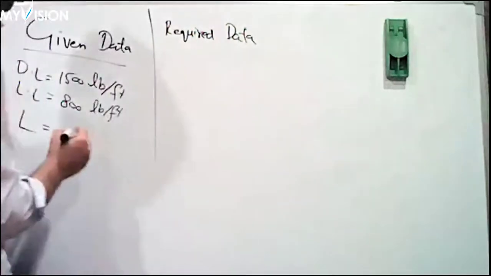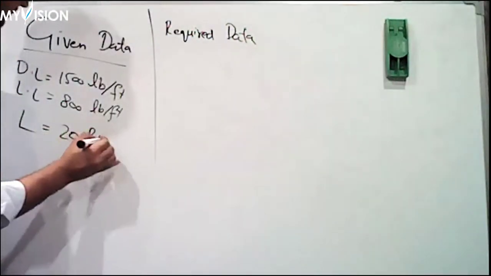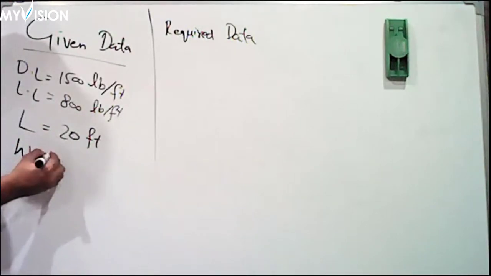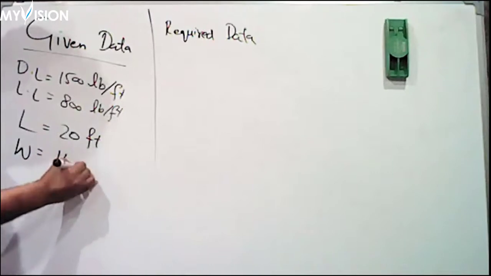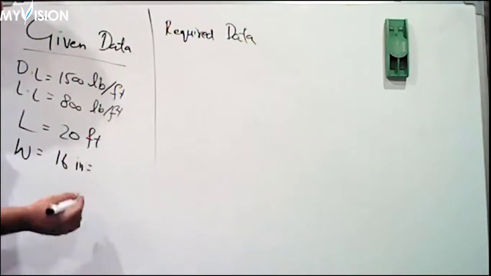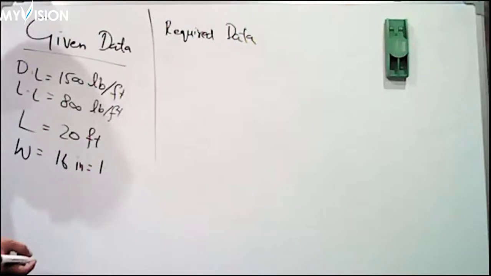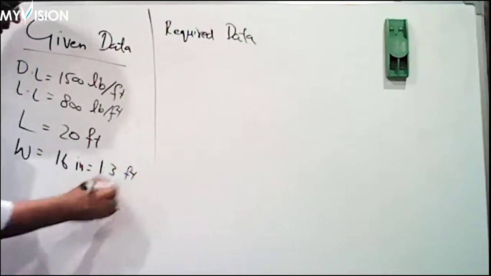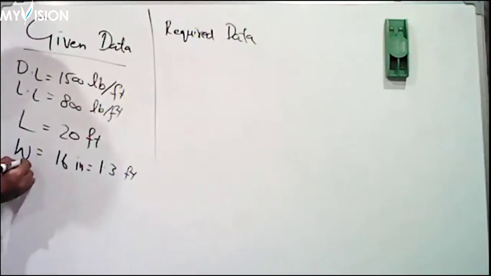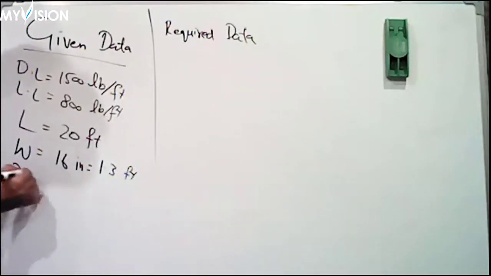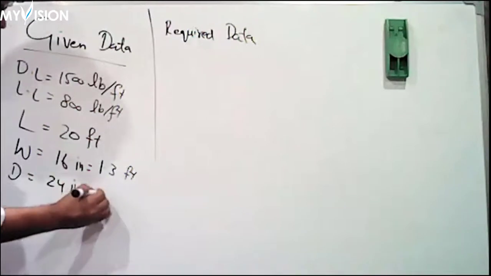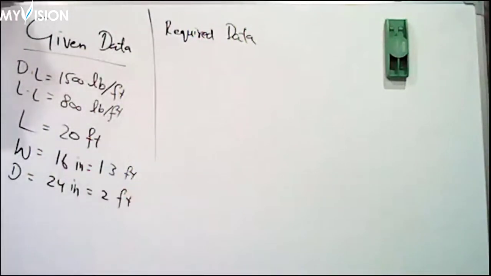Length of the beam is 20 feet. Width of the beam is 16 inches, or we can say that it is 1.3 feet. And depth, or I can say that D is equal to 24 inches, which is equal to 2 feet. Clear?